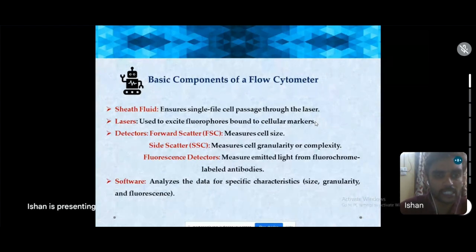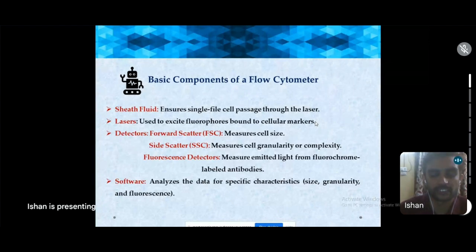Then come the lasers. The lasers, or the light beam source, are used to excite the fluorophores which are attached to the antibodies bound to the cellular markers. When the lasers excite these fluorophores, they emit light. Then there are detectors. There are different kinds of detectors, which I have simplified into three types. One is the forward scatter, the second is the side scatter, and the third is the fluorescent detectors.